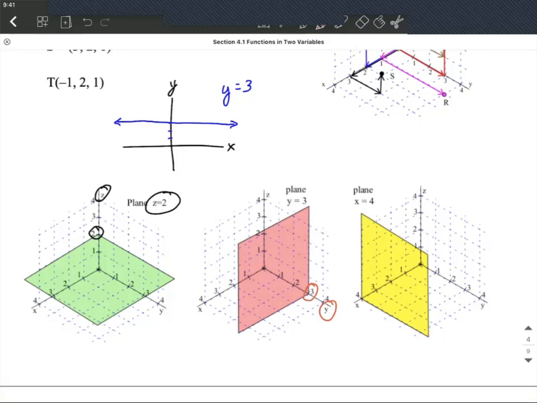Now, x's can go wild, right? Our x's can go out this direction in the positive way. They could go in the negative direction this way. The z's can go up forever, down forever. But the y has to be fixed right at 3.